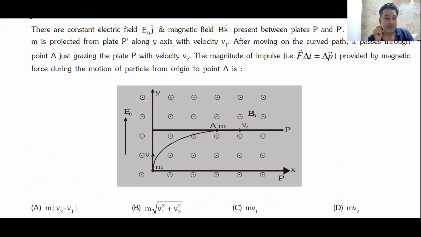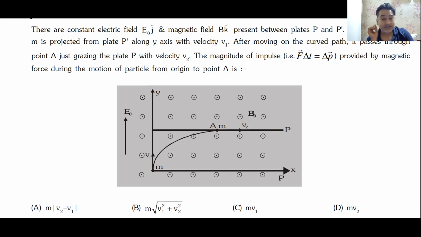After moving on the curved part, what is the equation of this curved part? It's a cycloid. Remember, on this curved part, it passes through point A, just grazing the plate P with velocity v2 again. So this velocity is becoming perpendicular to the original electric field. Do you understand the same question put in a different way? Remember I told you they will never ask you the equation of paths. They will frame questions on that.